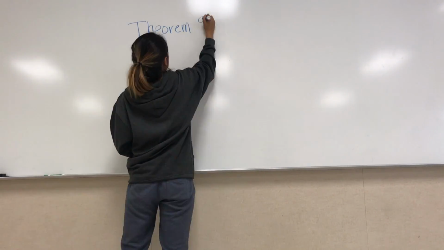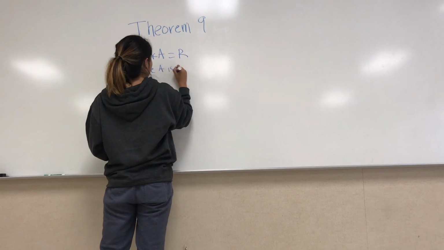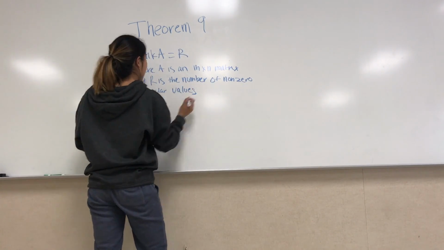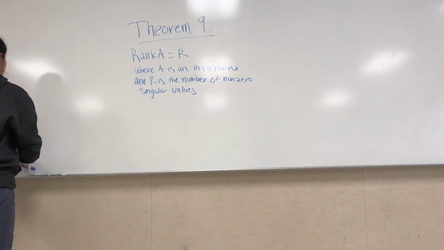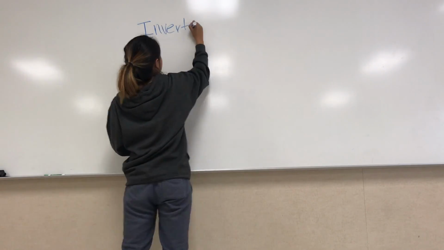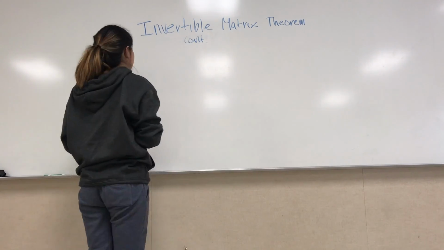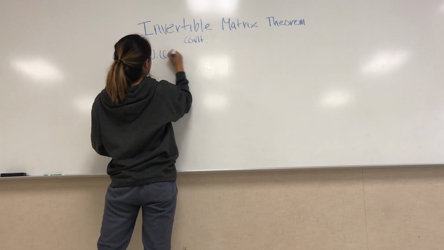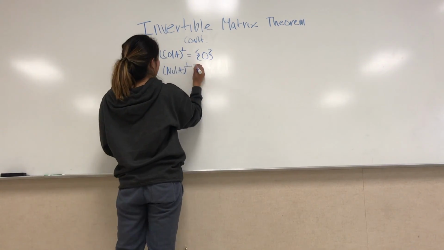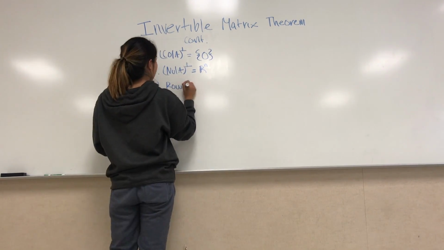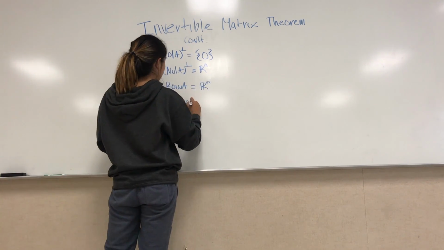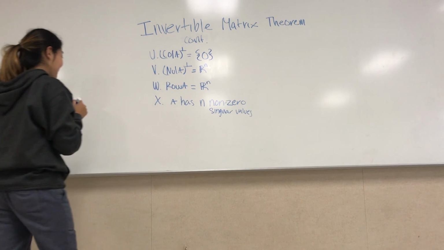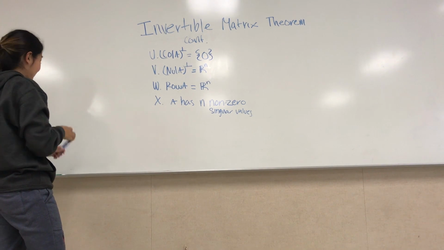This is theorem 9. Rank of A equals R, where A is an n by n matrix and R is the number of non-zero singular values. In this section, there are 4 more add-ons to the invertible matrix theorem. U: column space of A perpendicular is equal to the 0 vector. V: null space of A perpendicular is equal to Rn. W: row A is equal to Rn. X: A has n non-zero singular values.